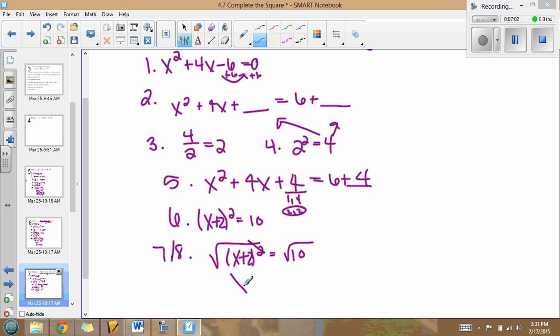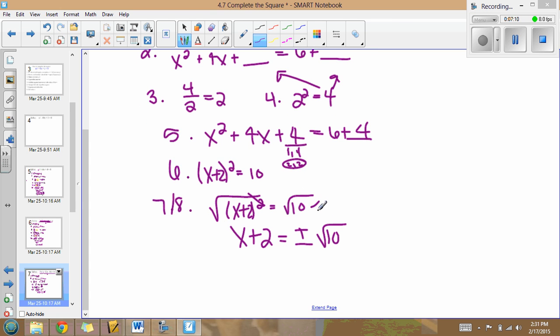Okay, so that cancels, so I have x plus 2 equals, again, we have the positive and negative square root of 10. If we tried to break down 10, we would have 2 and 5, but those are both prime, so it just stays square root of 10. And my last step, subtract 2. And remember, every time that number should go in front of your plus minus.